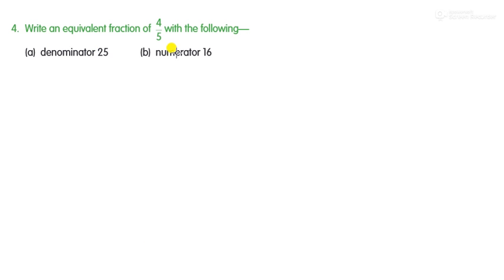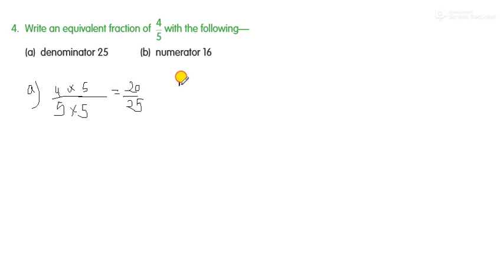Here the fourth bit is write an equivalent fraction of 4 by 5 with the following. Here the denominator is 25. So we have to make the denominator of 4 by 5 as 25. So 5 5s are 25. So multiply the numerator and denominator with 5. 5 4s are 20, 5 5s are 25.